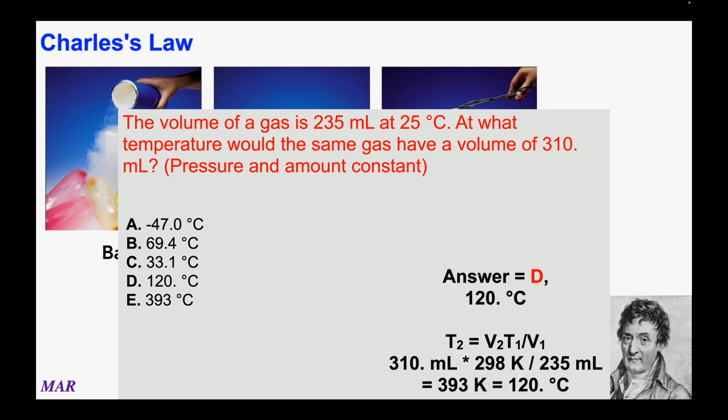So if you do all that, you can see that first of all, I turned 25 Celsius into Kelvin, 298 Kelvin, no problem. Then the answer that came out was 393, but it's not Celsius, it's Kelvin. So if you subtract 273 from 393, you'll get 120 with a dot showing 3 sig figs. That's going to be the temperature where the volume would be 310 milliliters.